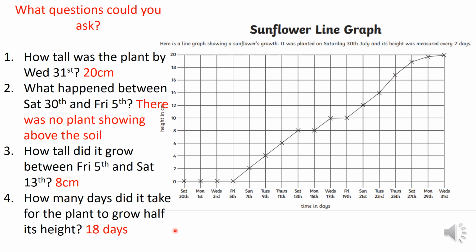Question 4. How many days did it take for the plant to grow half its height? Well, by the end, it was 20 centimetres. Therefore, half its height is 10 centimetres. So find 10 in height down here, and I go along. When I get to the point, I can go down, and I can see this is on Wednesday the 17th. Now we know the scale of this graph is 2 days. So 2, 4, 6, 8, 10, 12, 14, 16, 18 days it took for the plant to grow half its height.